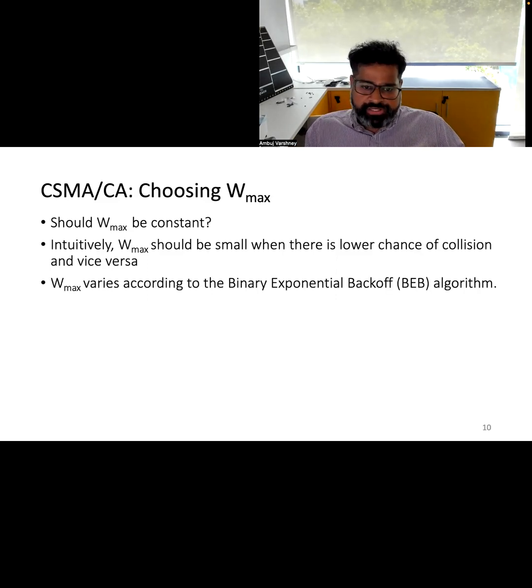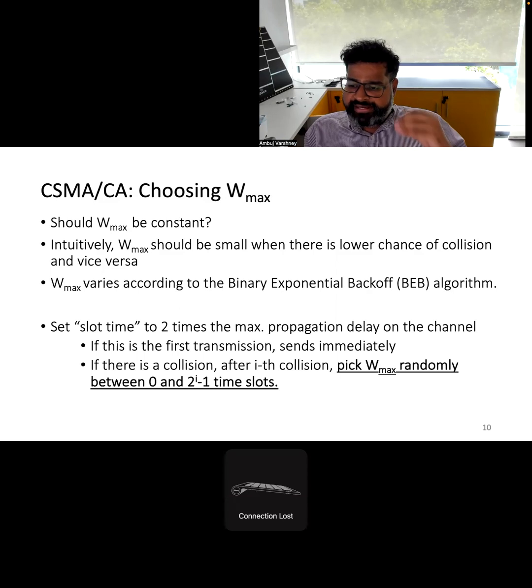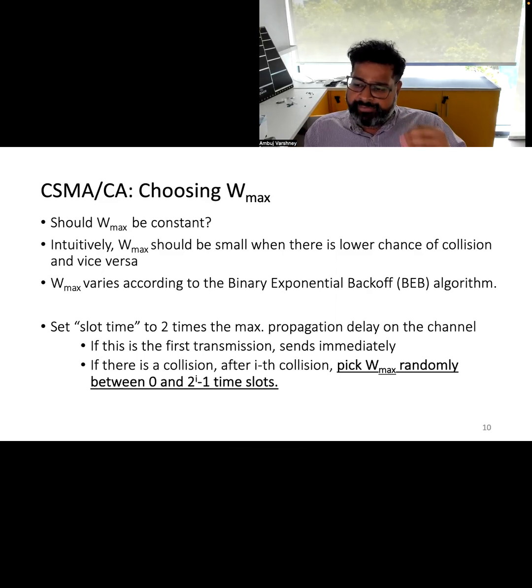Typically, when we talk about these wireless networks, the value of W is chosen according to the binary exponential backoff algorithm, and we set the slot time to be 2 times the maximum propagation delay of the channel. For example, if this is the first transmission, we send it immediately. However, if there is a collision, say after the ith packet being transmitted, we pick W randomly from 0 to 2^i minus 1 time slots.